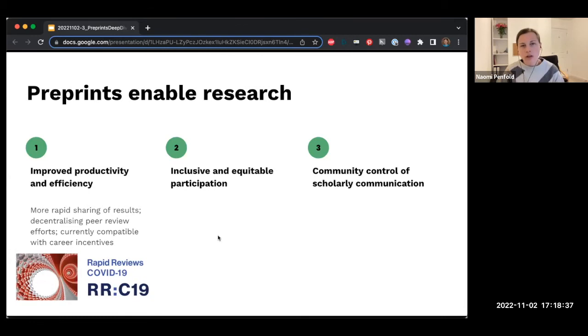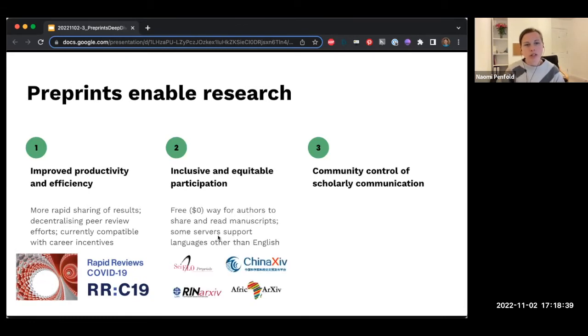The second value I wanted to bring up was the ability for preprints to enable more inclusive and equitable participation in scholarship. So preprints are a free, as in no money, way for authors to share and read manuscripts. Now, this sounds similar to open access, but I do want to point out that preprints may not be openly licensed. They're also a version of work. They may not be the final version of that manuscript. So there is a difference between full open access and preprints.